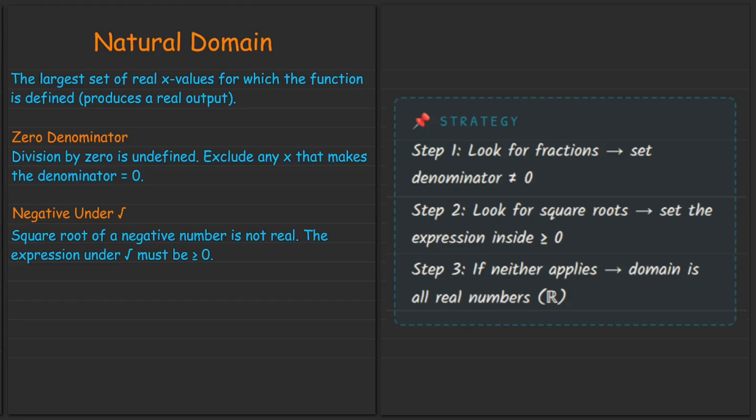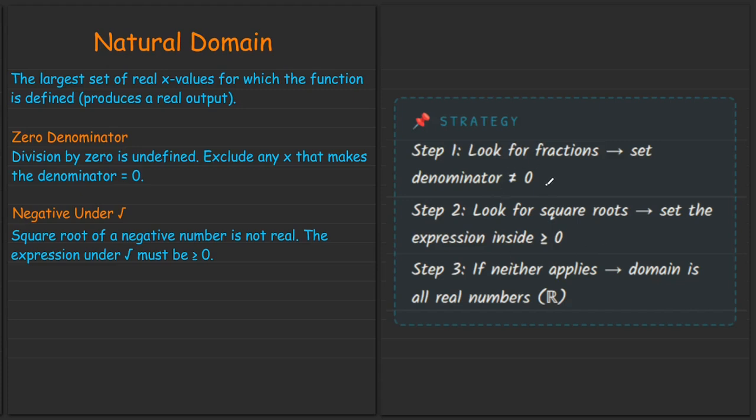But a very quick strategy: anytime you want the domain, all we want you to do is to look for fractions. That is with respect to the first restriction, the zero denominator. So you look for fractions. If there are fractions, then quickly set the denominator to be not equal to 0, and then solve for your values. But if there are square roots, then all you need to do is to set the expression under the radical sign to be greater than or equal to 0.